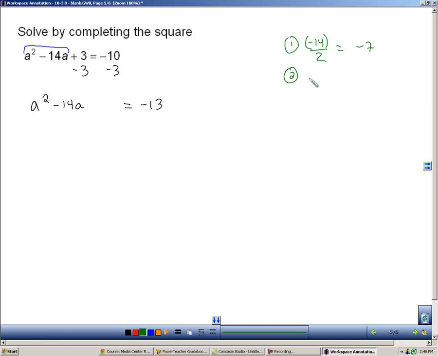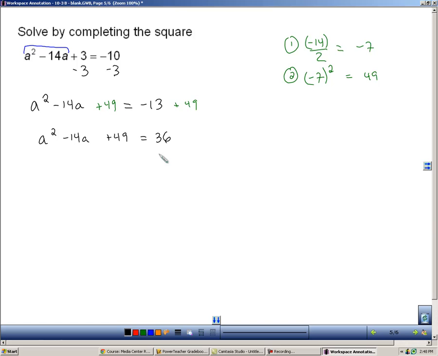Step 2 says to take that negative 7 and to square it. 7 squared is 49, so negative 7 squared is 49. And step 3 says to add that. But whatever I add to one side of an equation, I have to add to the other side of an equation. So my new equation becomes a squared minus 14a plus 49. But now it's going to equal 36.